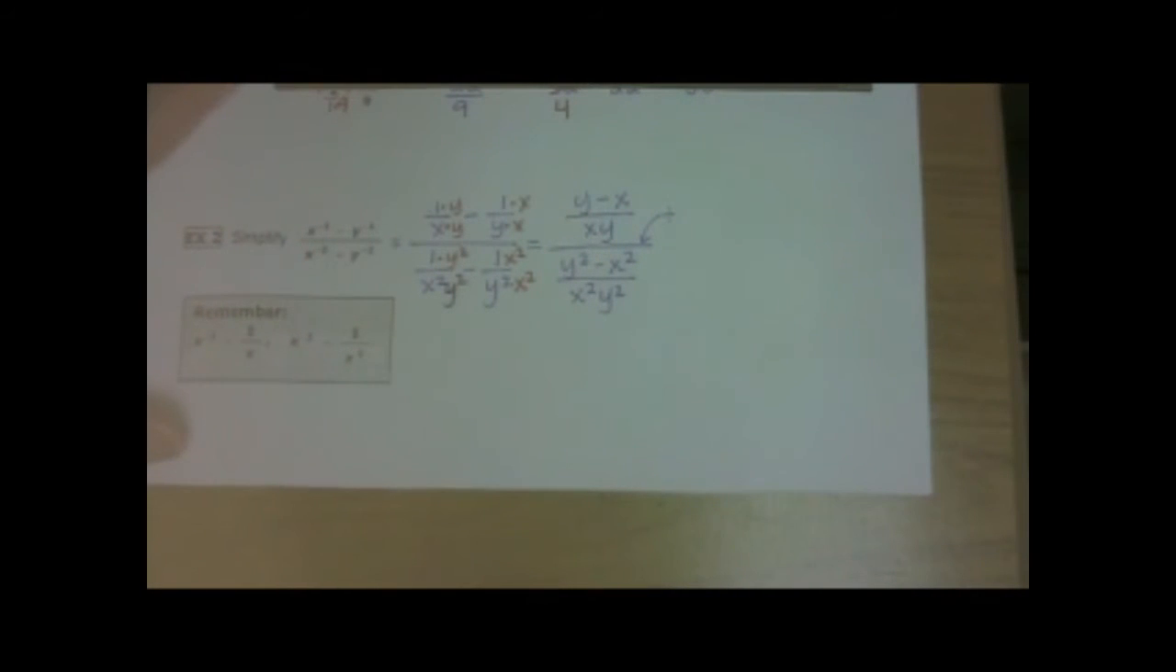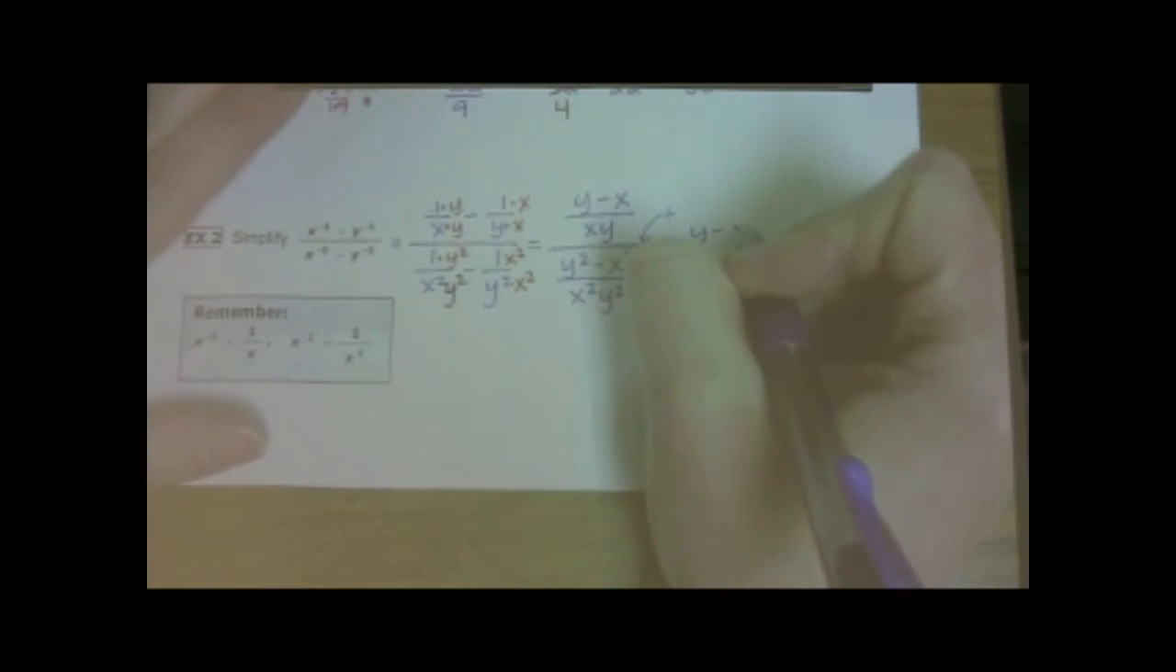Okay? Now that I've simplified the numerator and denominator separately, I can uncover them. Now recall that this fraction bar here in the middle means division. So what I'm going to do is multiply by the reciprocal. So write out that first fraction. This is y minus x over xy times, flip this one upside down. All right, so x squared y squared goes to the top.